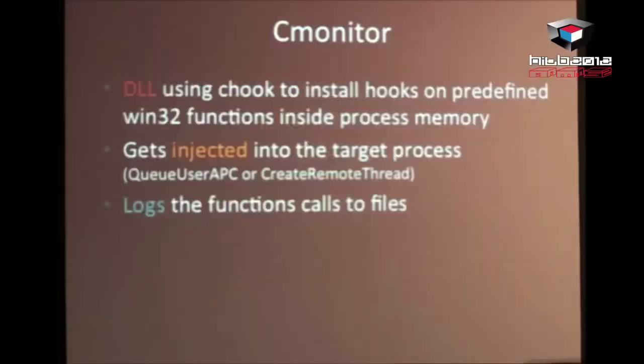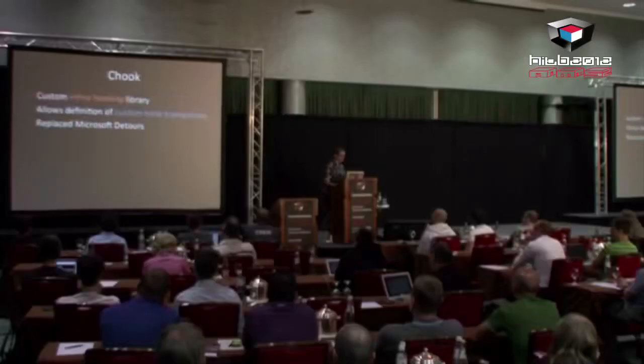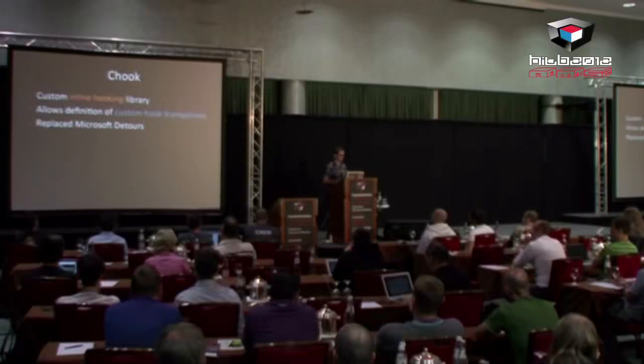It gets injected with different methods depending on how the process was created and stuff like that. And it logs the function calls to files that are later parsed and information gets extracted. And C-hook is, as I said, a custom hooking library. It allows the definition of multiple trampolines, and we used it to replace Microsoft Detours for a couple of reasons.